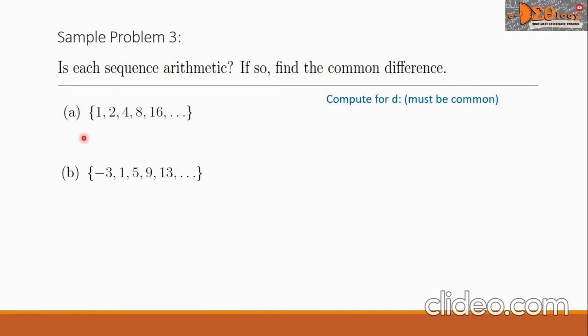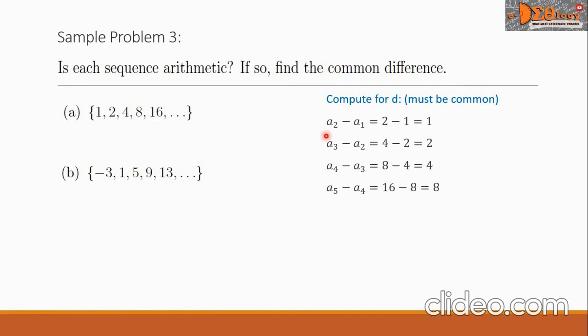We can see here that the first term is 1, second term is 2, third term is 4, fourth term is 8, fifth term is 16. In order for us to prove that this is an arithmetic sequence, the difference of 2 consecutive terms must be common. So it means a sub 2 minus a sub 1 is equal to 2 minus 1 equals 1.